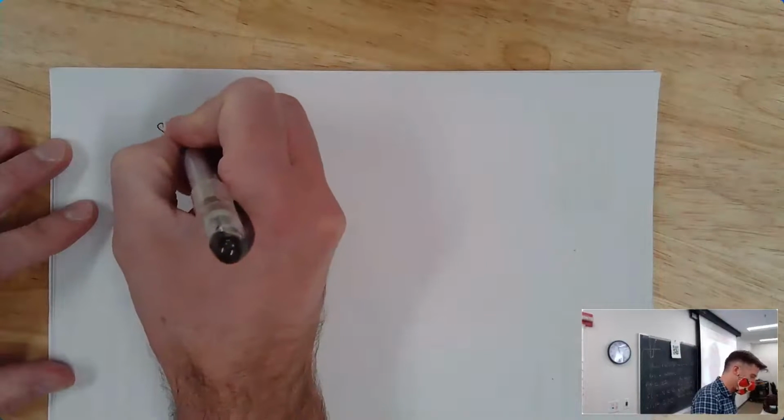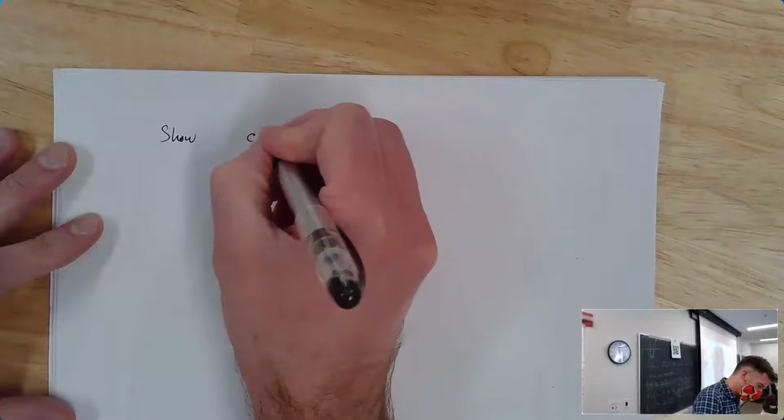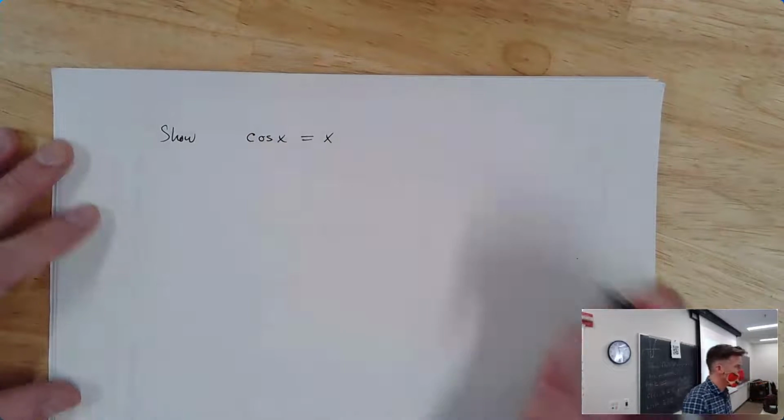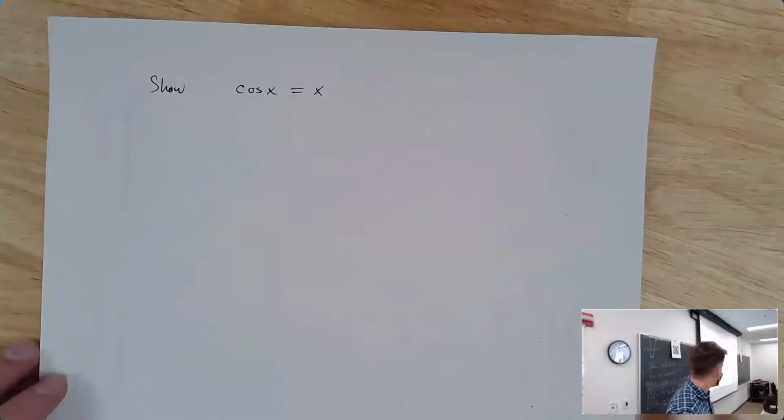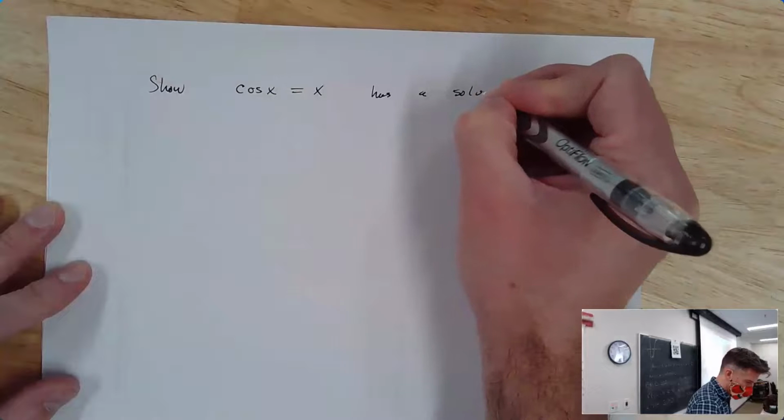So we want to show that cosine of x equal to x. This is kind of a pretty classic example. So the cosine of x equal to x has a solution.